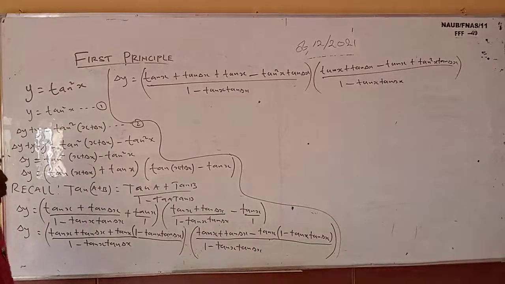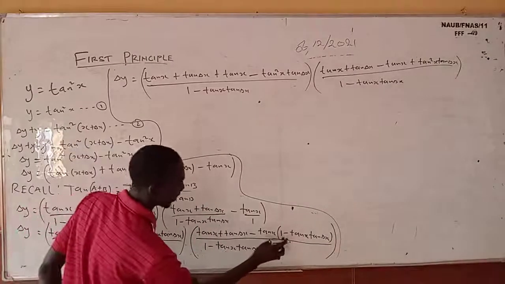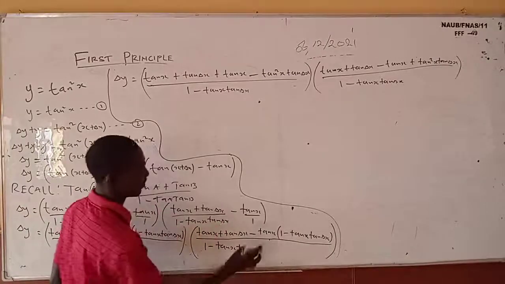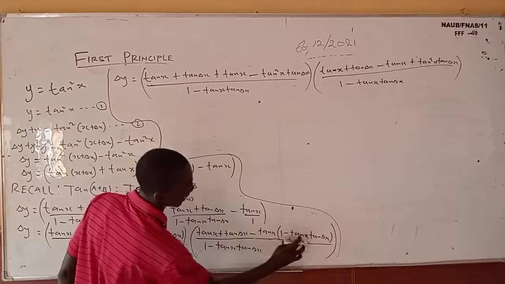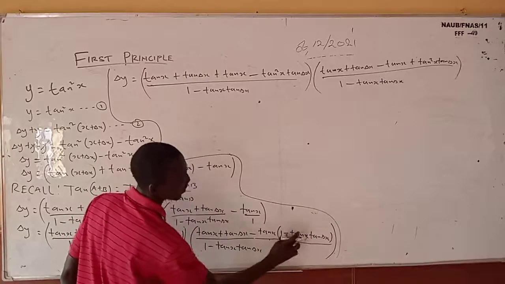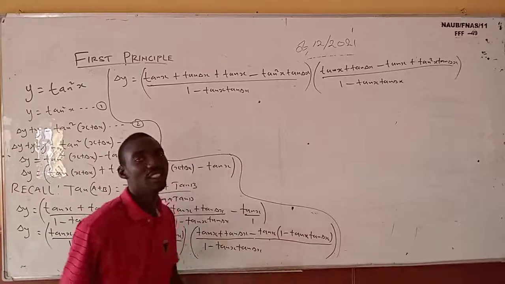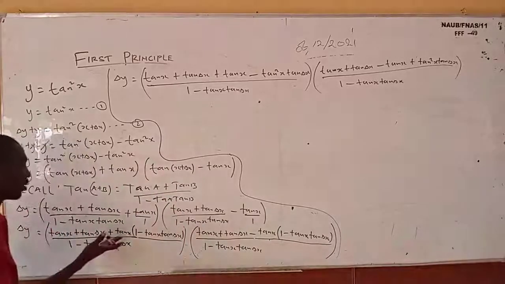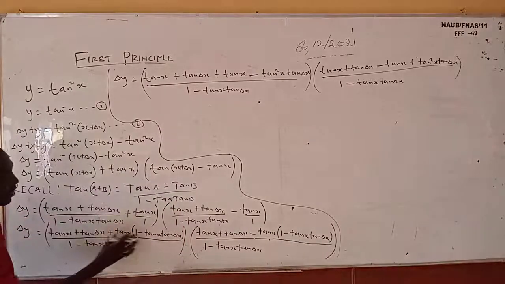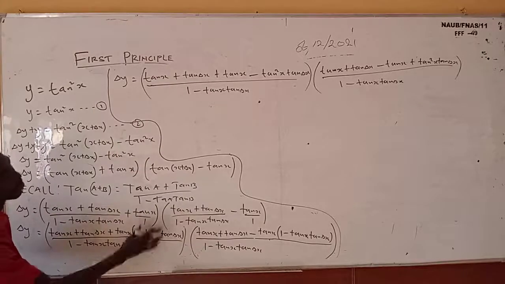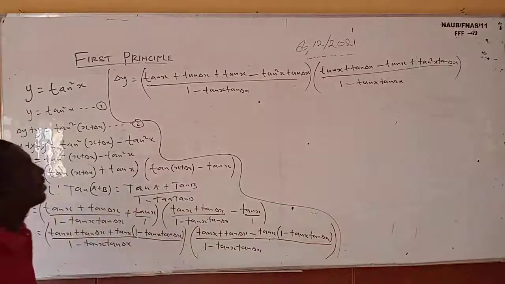So it means minus tan s times 1 is minus tan s. Minus tan s, minus times minus is plus tan s times tan s tan change in s, which is tan square s tan change in s. Similarly, tan s multiplied by 1 is tan s. Tan s multiplied by this is minus tan square s tan change in s.